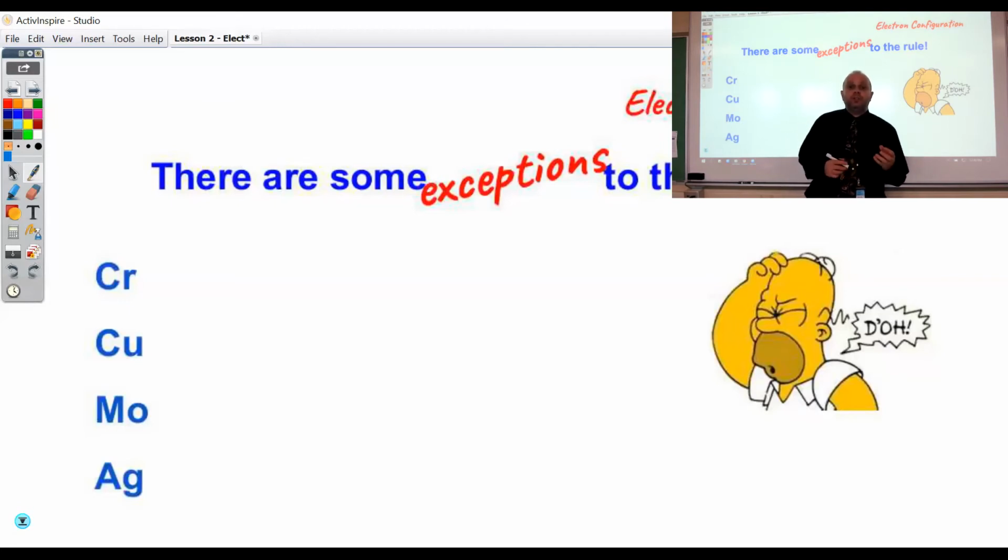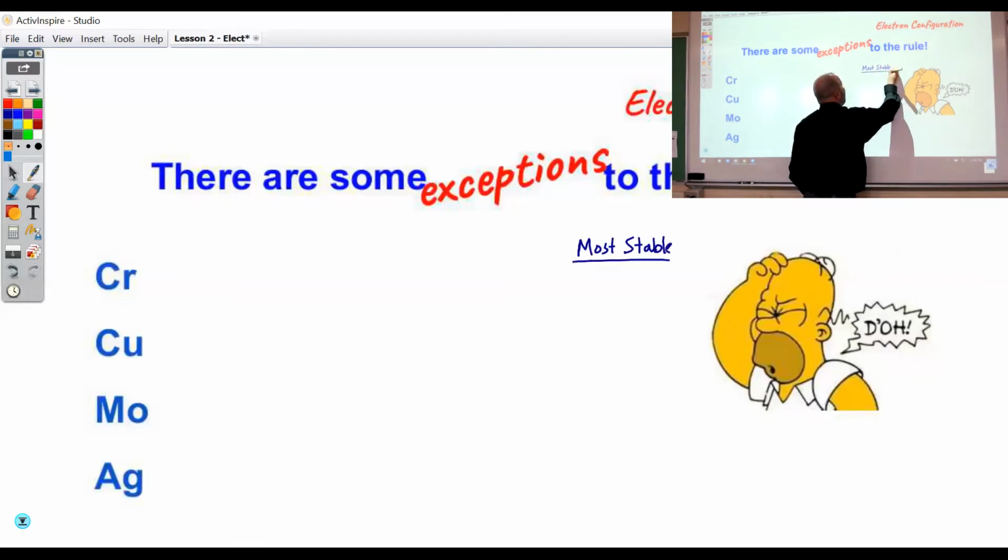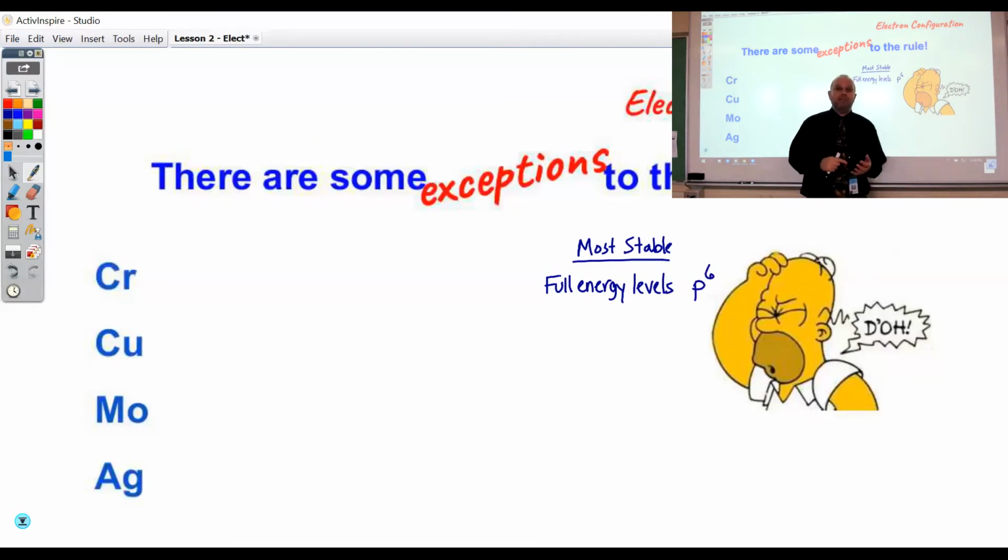So basically what we start to see is different levels of stability depending on the electron configuration. At the top, the most stable electron configurations are when you have full energy levels. This is when your electron configuration ends with a p6. Any of your noble gases will have this. Neon, argon, krypton, xenon, any of those are going to end as p6, and they're extremely stable.